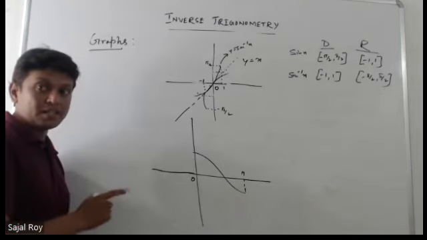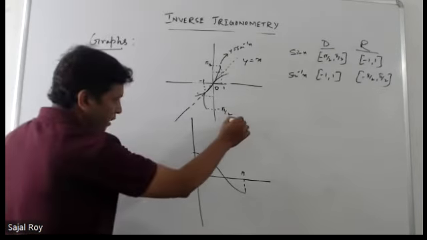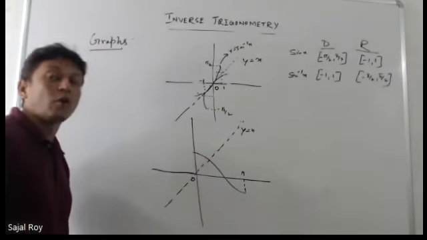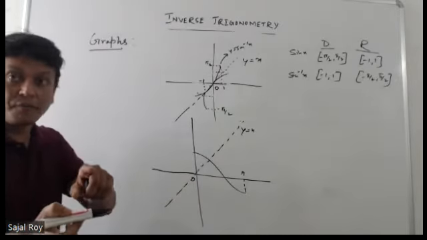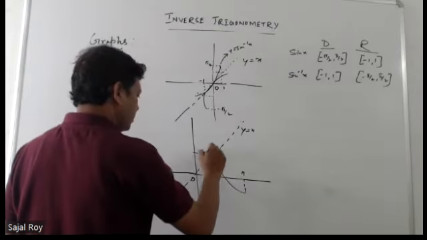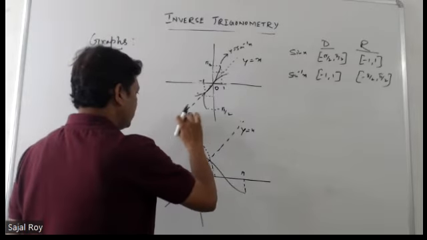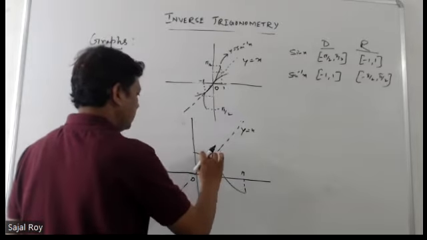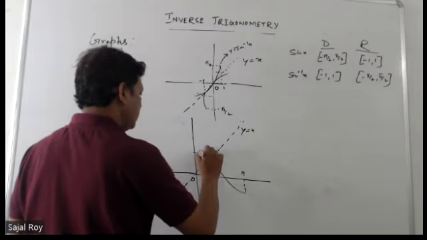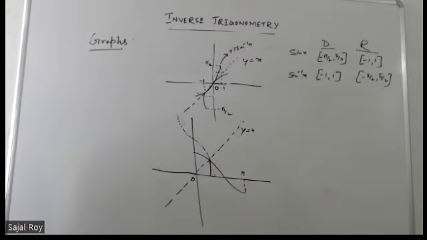Okay. Now, what is the next step? Your next step is to write the y equal to x line. So let me write the y equal to x line. Now, how to draw the inverse? Inverse is the reflection, the mirror image. So I will draw the mirror image. And this is your inverse function.